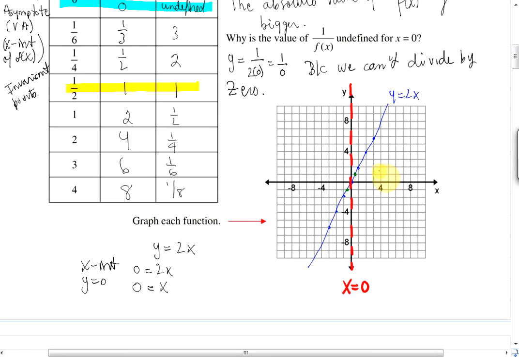Let's do the positive part of our graph first. When x is 1 over 6, a pretty small number, y is 3 for our reciprocal graph. So we go up here to 3. When x is a quarter, y is 2. And then at a half, we get 1. When x is 1, we get a half. When x is 2, we get a quarter. And when x is 3, we get a sixth. Take a look, our graph is going to look something like this.